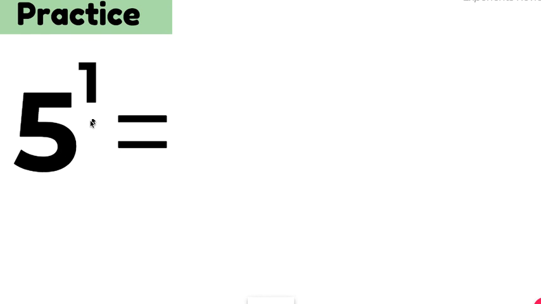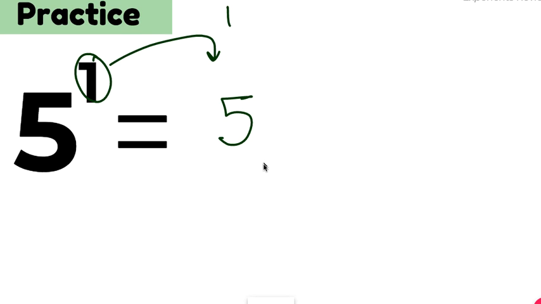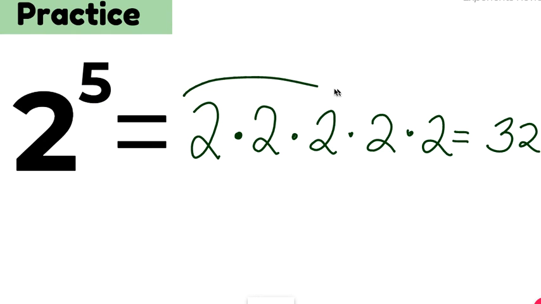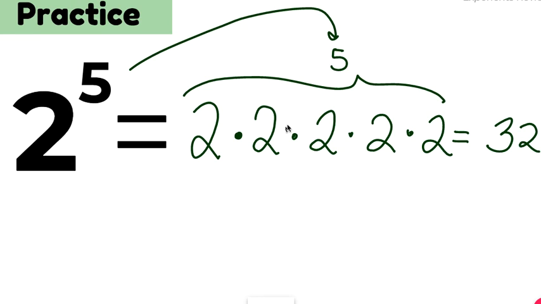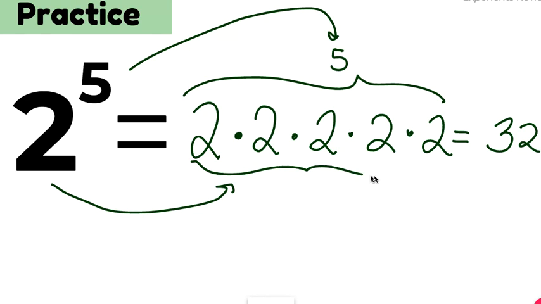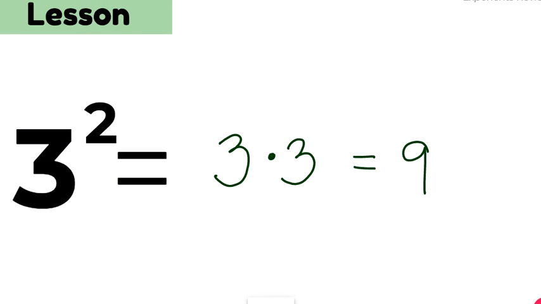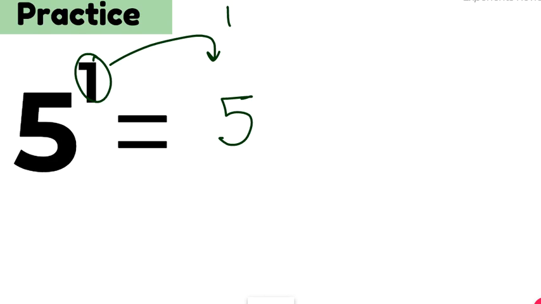Let's look at this one. Don't let that one up there make you nervous. Just remember the process. I take the base number and I multiply it by itself however many times I have the exponent. So it's a 5 multiplied by itself once. I guess then we're not multiplying by ourselves. So another way that you can look at this is the exponent will tell you how many of that number you'll have. I only have 1. If I look back at this other one, I had 5 2s. At our other example, I had 2 3s. So if we look at our current practice, I'm going to have 1 5. My answer is 5.